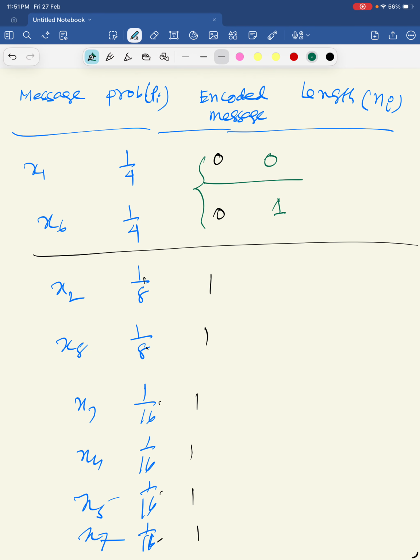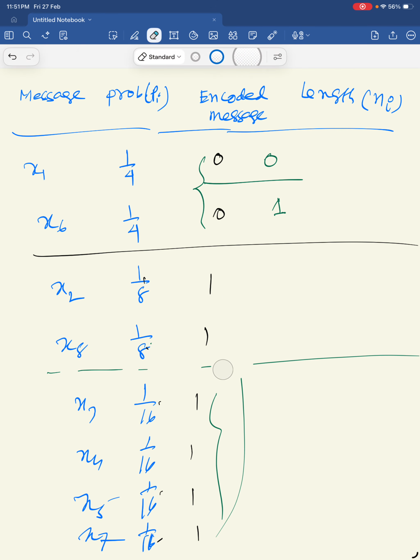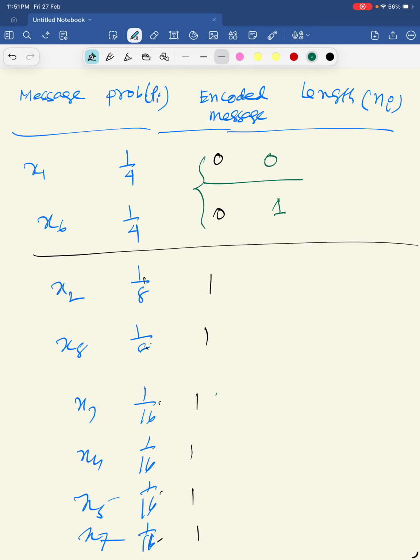Now again the remaining, we can make two parts, because 1 by 8 we can make like this group, 1 by 8, because 1 by 8 is 1 by 4, and 4 into 1 by 16 will make 1 by 4. So these two are the same. So that's why, make it clear. So now again all are ones. Now we can make two groups again. So this is again the 0 group, this is the 1 group.